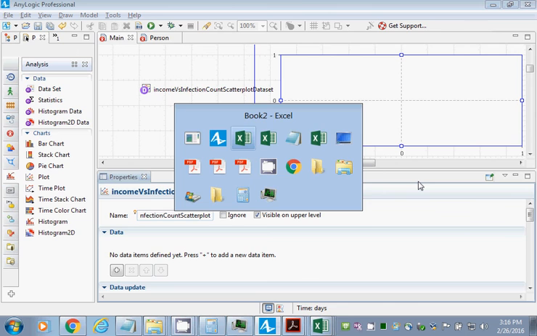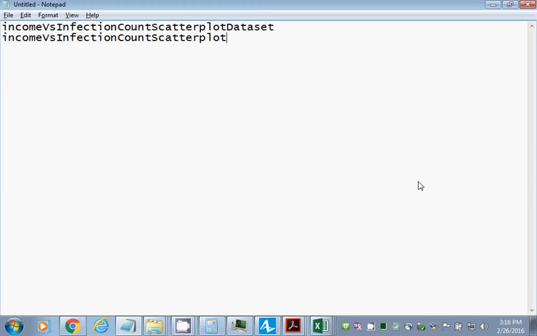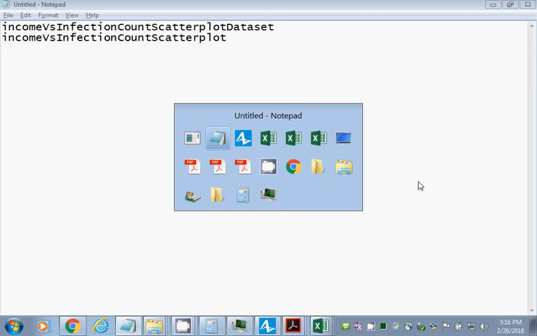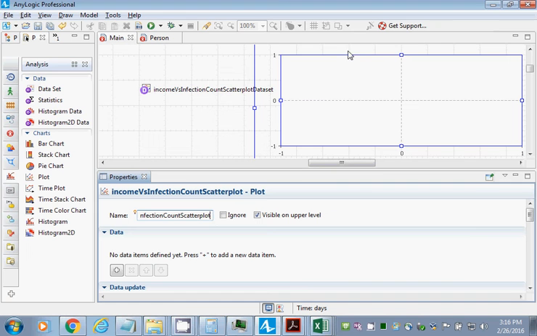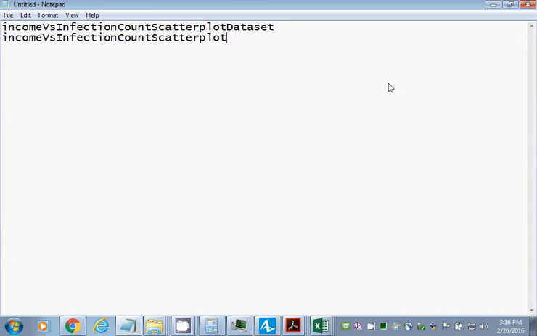Now, we're going to frob it in just a minute. This scatter plot needs to refer to the data set, does it not? So now income versus infection count will be the title. And we're going to make this depend. This is critical. This scatter plot data item is going to depend on a data set.